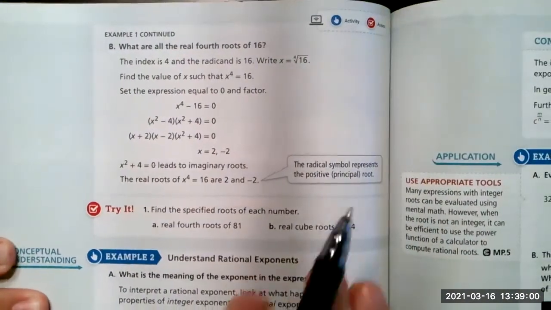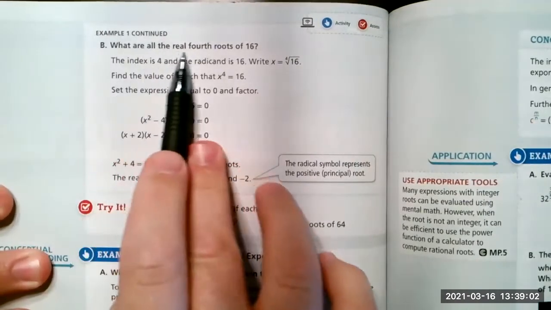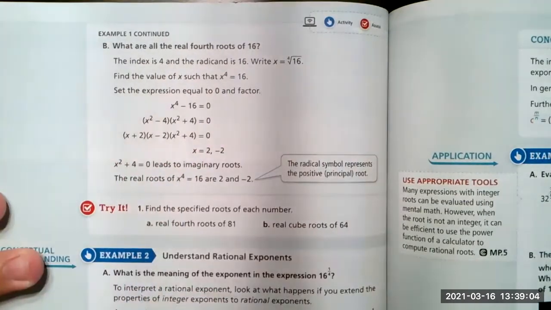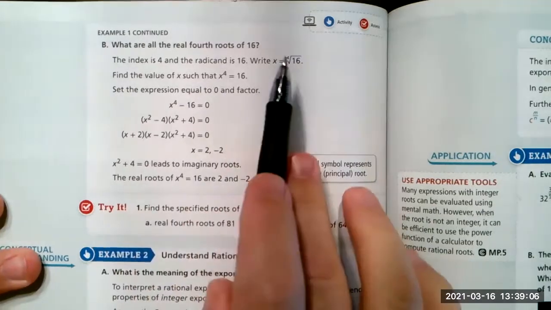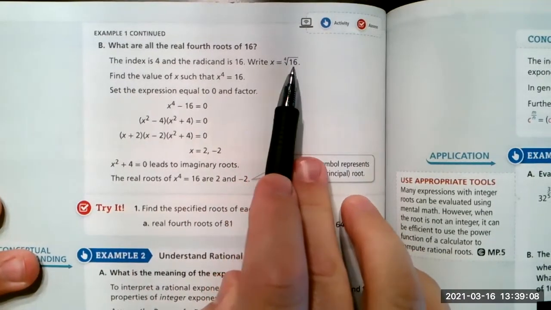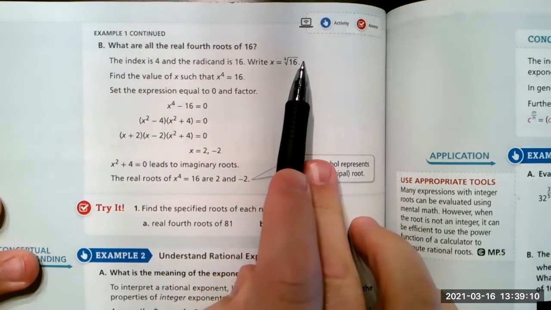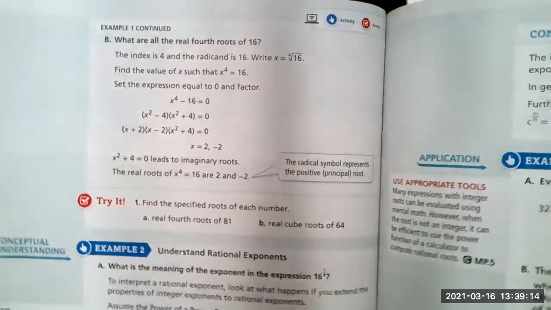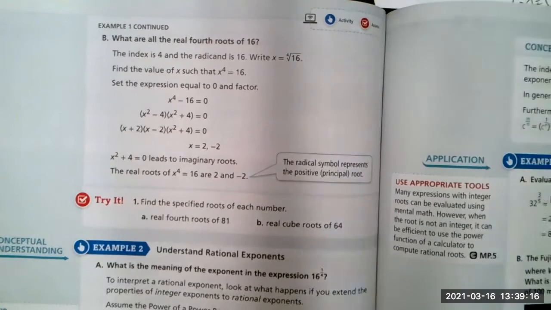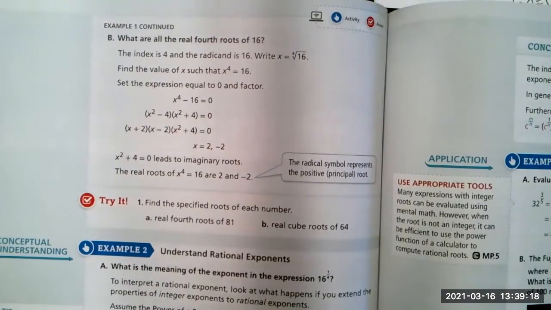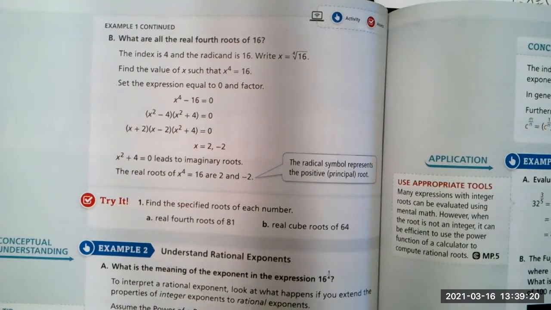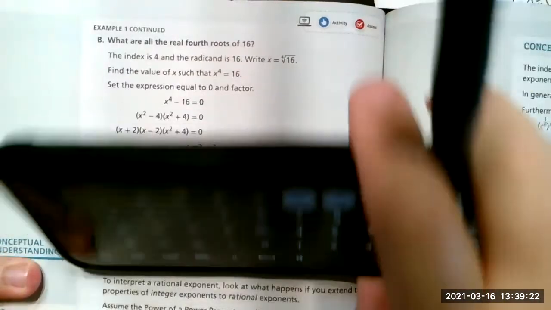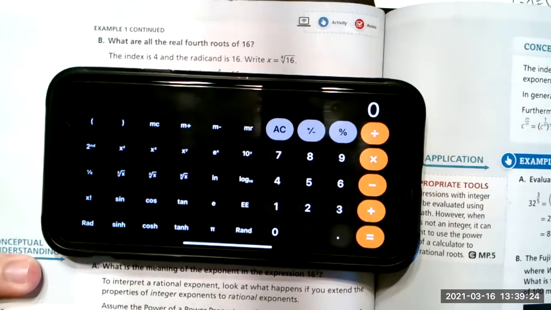All right, and then they got a part B here. What are all the real 4th roots of 16? So same process as before. X equals the 4th root of 16. You could type that in your calculator. Let's actually do that just to practice it. Okay. So the 4th root of 16.